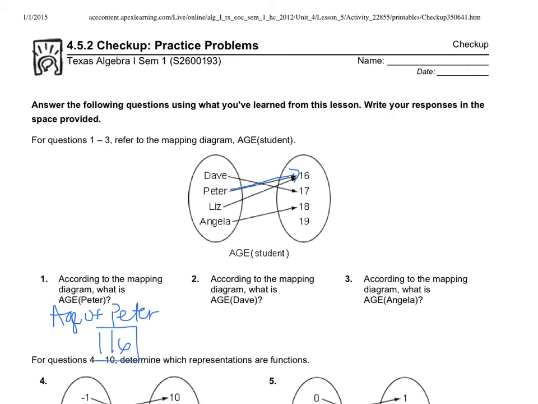So for number 3, it wants the age of Angela. All we have to do is look at Angela. She maps to 18, so that would be the answer, 18.